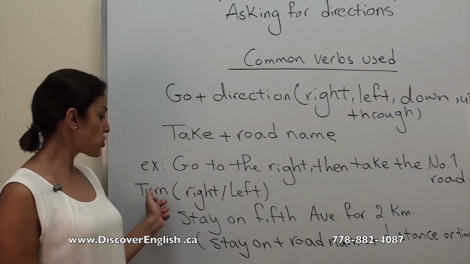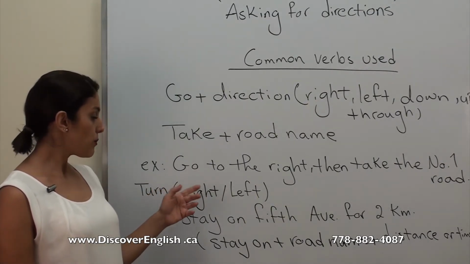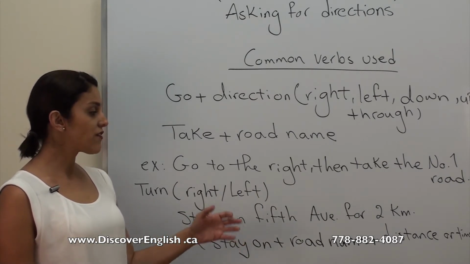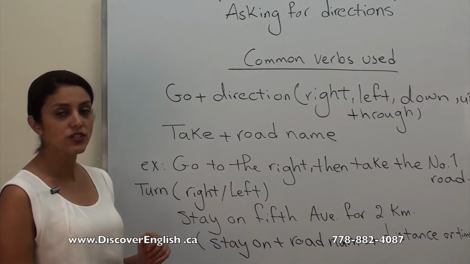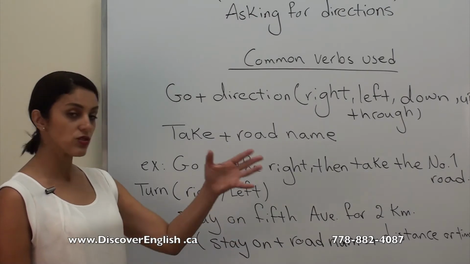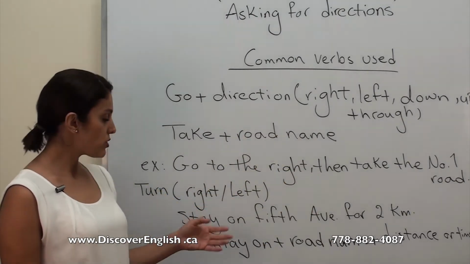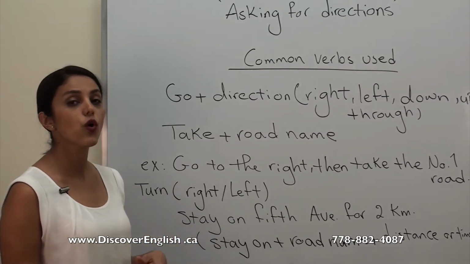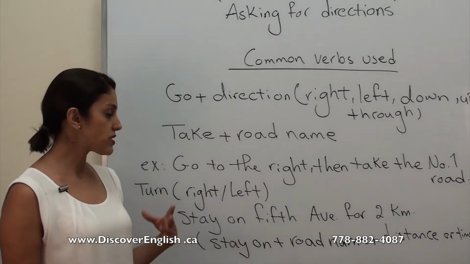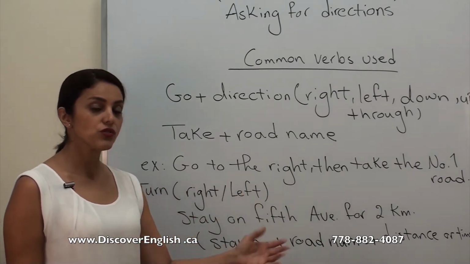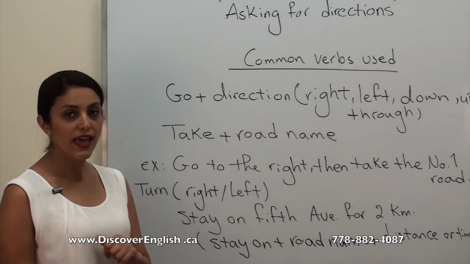Or you can say turn plus right or left. Or stay on 5th Avenue for 2 kilometers. It means stay on plus the road name plus distance or time. So you can say stay on 5th Avenue for 2 kilometers or stay on 5th Avenue for 5 minutes. Then turn right or turn left.